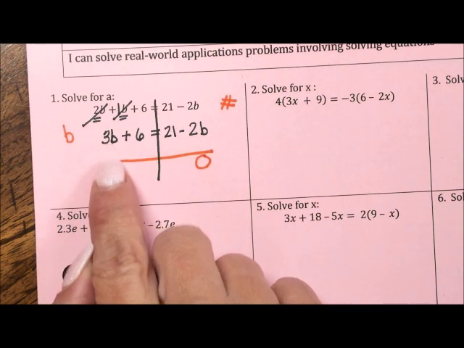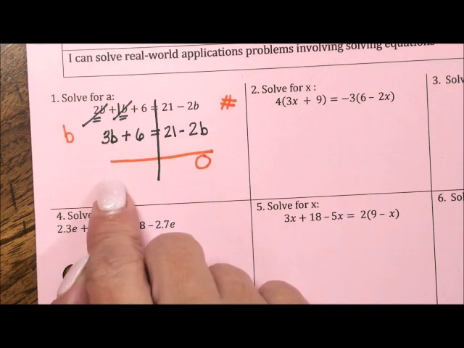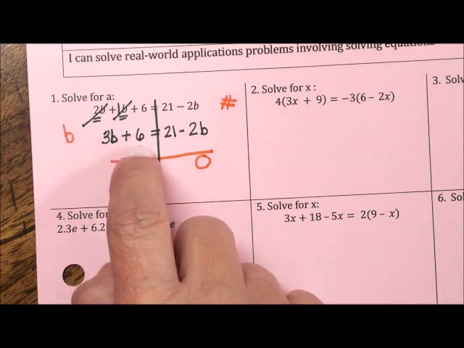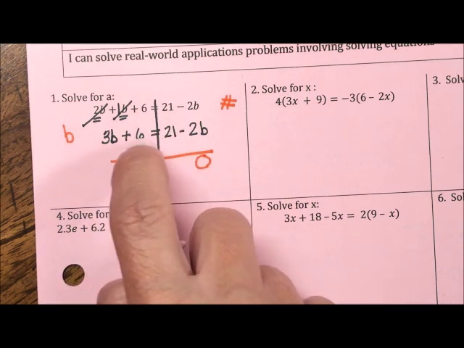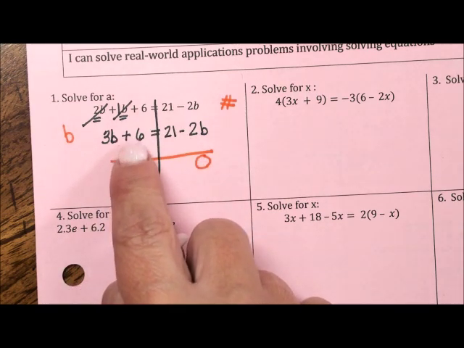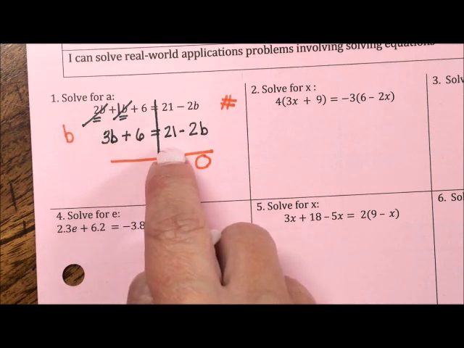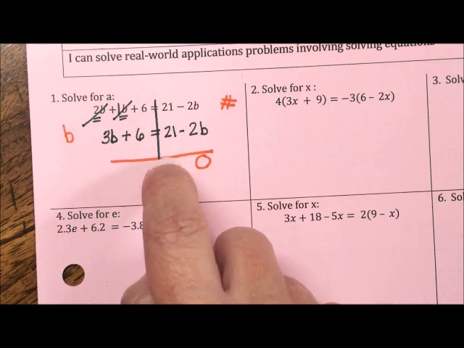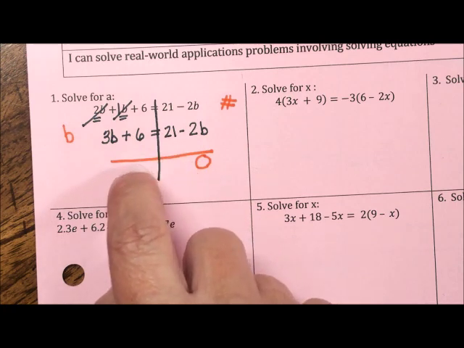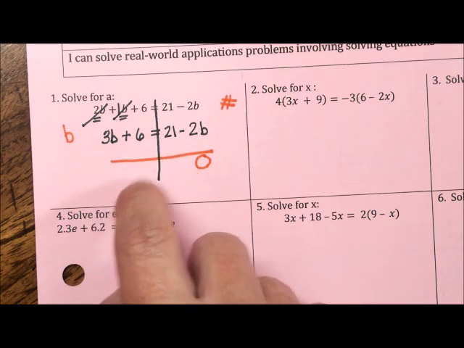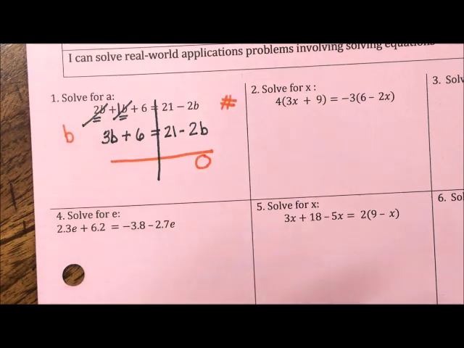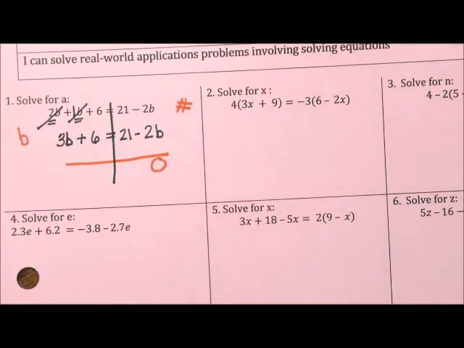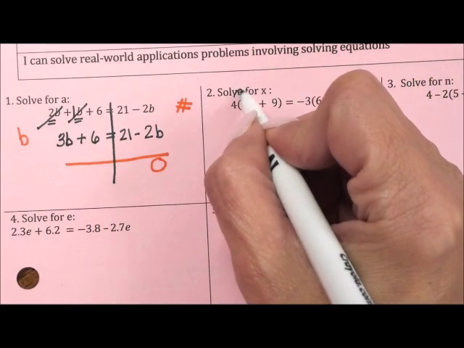That's going to give you 3b plus 2b. It'll give you a 5b. Now how do I get the 6 over here? Yep, I need to subtract 6. So subtract 6 from both sides. 21 minus 6 equals, and then I've got that 5b over here. Divide both sides by 5 and get your b equals. All right, pause your video if you need to finish that. Hit your space bar. And here we go on the next one.